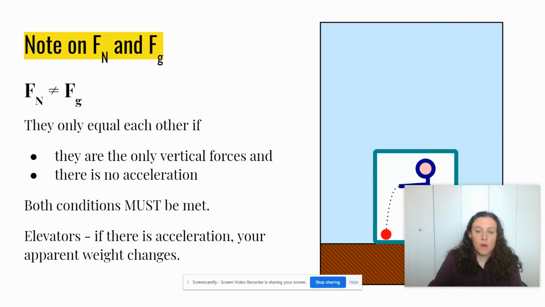Little thing about normal and gravity: they do not equal each other, unless there is no vertical acceleration and they are the only two vertical forces. So that's not always true. You cannot assume that Fn equals Fg. So just keep that in the back of your mind. Do not just say Fn equals mg. That's not always true. So think about in an elevator, when it's going upwards, you feel heavier. You're not actually heavier, but your apparent weight is changing because your normal force is changing.